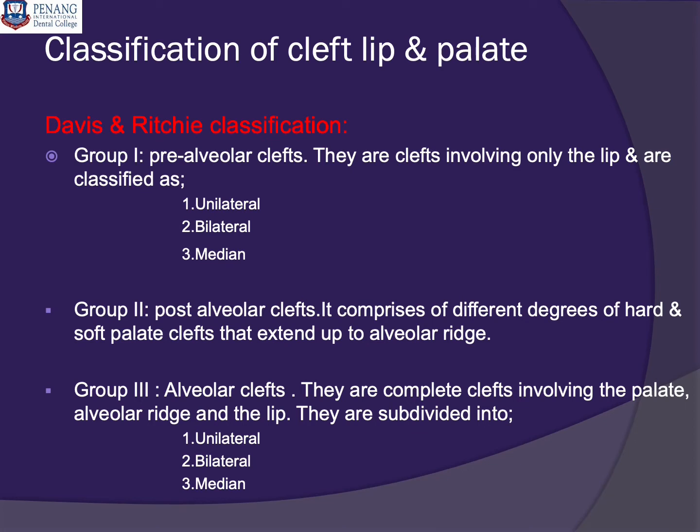Group 2 is the post-alveolar cleft. It comprises different degrees of hard and soft palate cleft that extend up to the alveolar ridge. And then group 3 is the alveolar cleft. These are complete clefts involving the palate, alveolar ridge, and the lips. So meaning that the cleft is continuous from the palate to the alveolar ridge up to the lip. They can be subdivided into unilateral, either right or left, bilateral, both sides, right and left, and median at the middle of the midline.